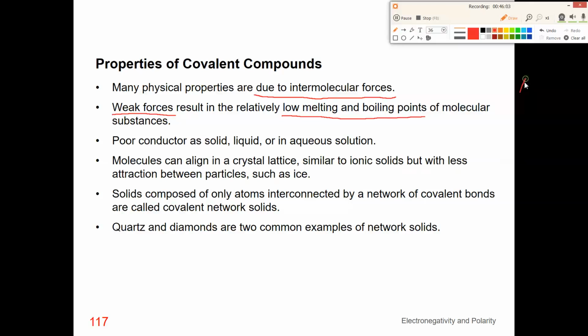However, for an ionic compound like sodium chloride, table salt, right? It's a solid. So covalent compounds are poor conductors, like carbon dioxide, they won't conduct electricity.